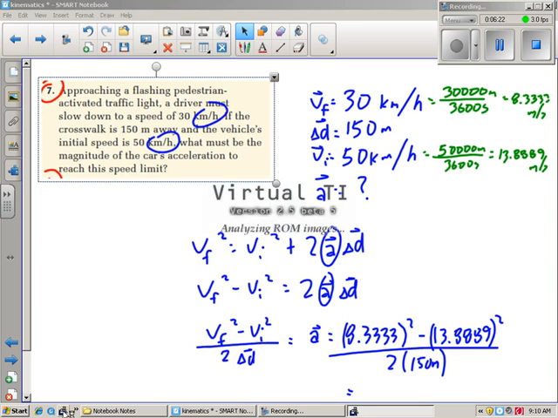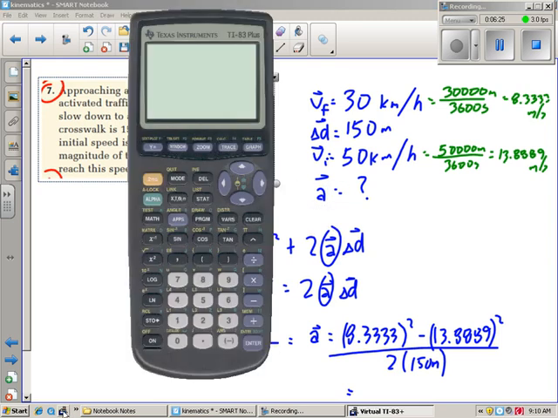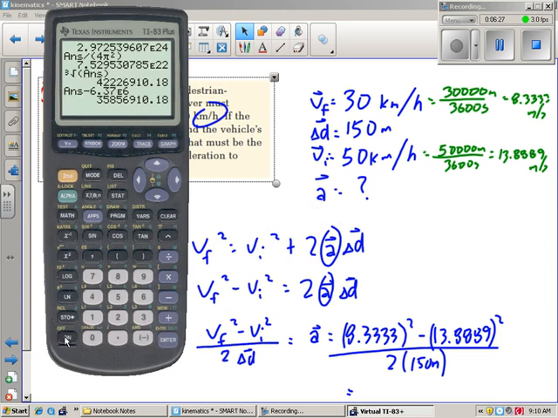All right, take a look at how I do this on the calculator. Let's say 8.3333 squared. Don't need to use a bracket there because we have this square button. That's good enough. Subtract 13.88889 squared. Let's press enter now. So we want the number on the top. Let's not try to get everything together. Let's get the number on the top, and then let's divide that by, let's use some brackets here, 2 times 150.